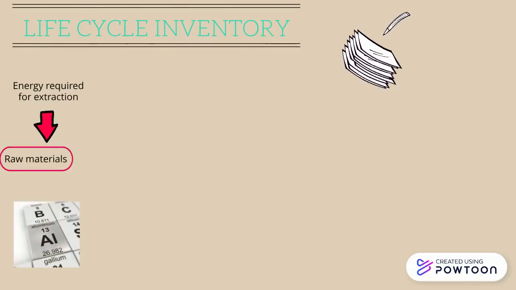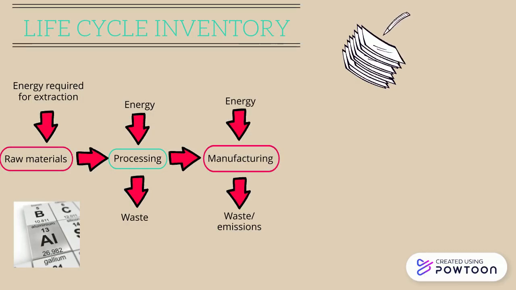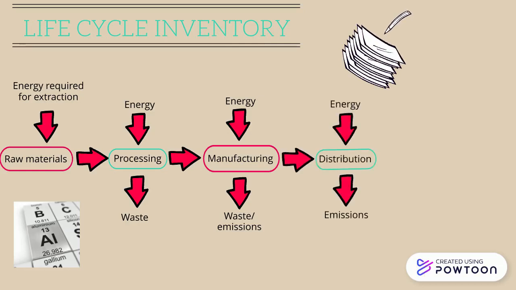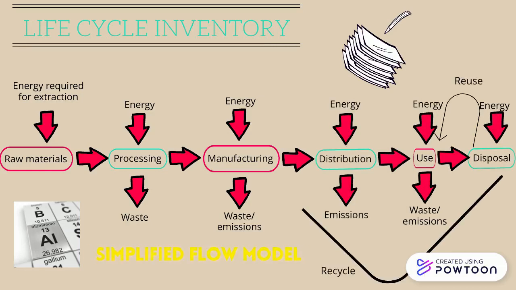In this stage, we will collect all the data necessary for our analysis. The quantity of each material that is needed to produce the Coca-Cola can, the amount of energy and water and so on to create our flow model outlining all our inputs and outputs.